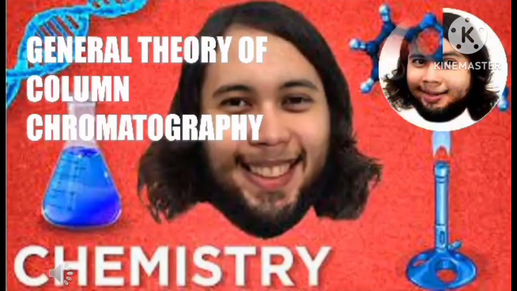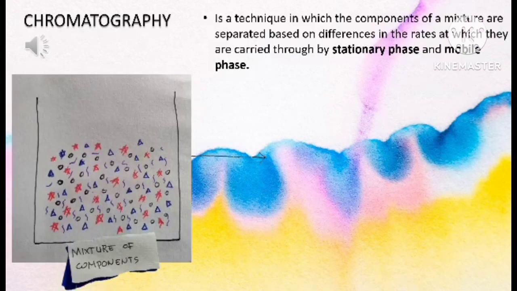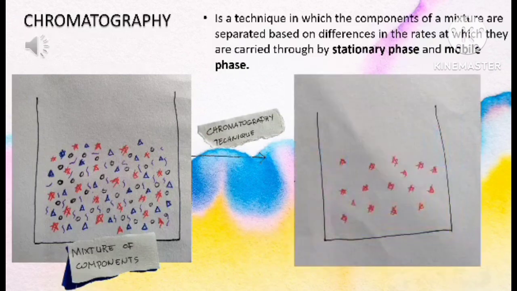Let's talk about the general theory of column chromatography. Chromatography is a technique in which the components of a mixture are separated based on differences in the rates at which they are carried through by a stationary phase and a mobile phase. The first photo is a mixture of components that will undergo a chromatography technique, as we desire to obtain a single component.